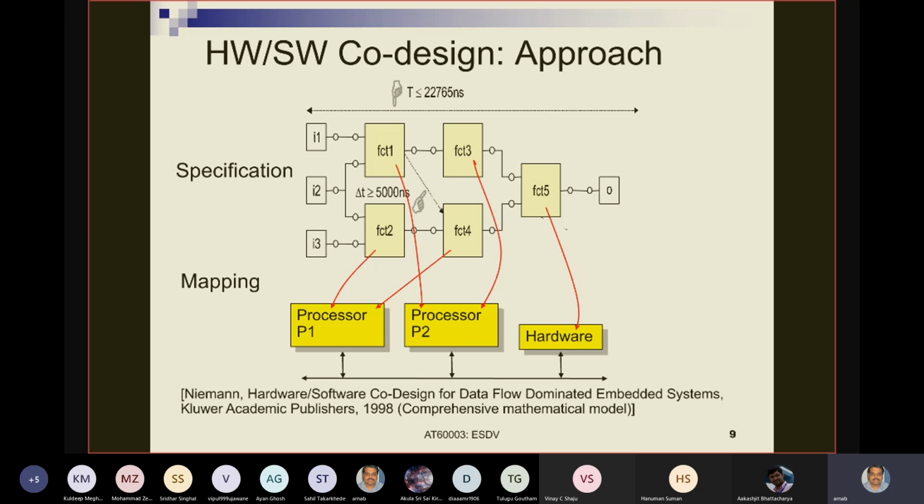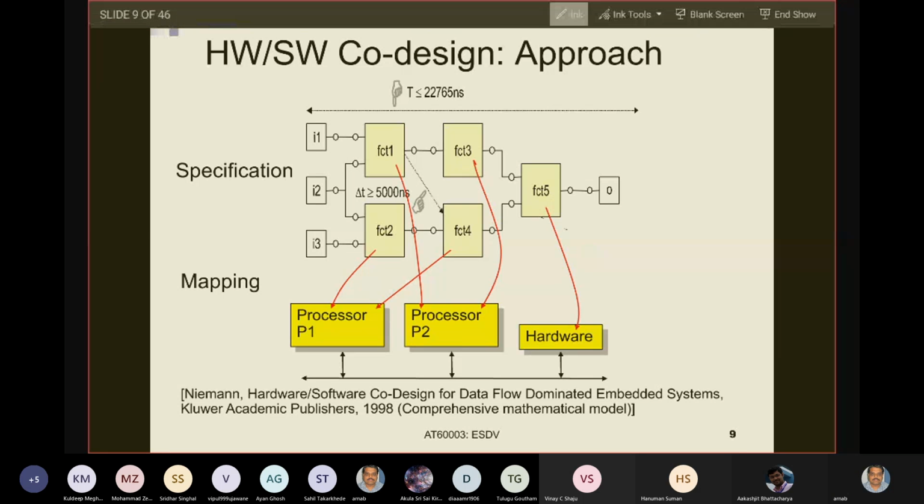This is another small example where you have a specification. The specification is obtained as a task graph like this. And this has three sensor inputs, I1, I2, I3. And then it has 5 tasks, FCT1, FCT2, FCT3, FCT4, FCT5. These are the 5 tasks. Let us say you have decided that functionality 2 and functionality 4 you will implement in processor 1. Functionality 1 and functionality 3 you will implement in processor 2. And functionality 5 is very performance hungry and you must implement it in hardware.